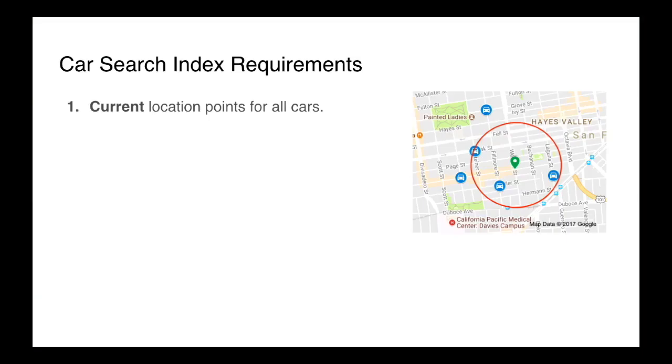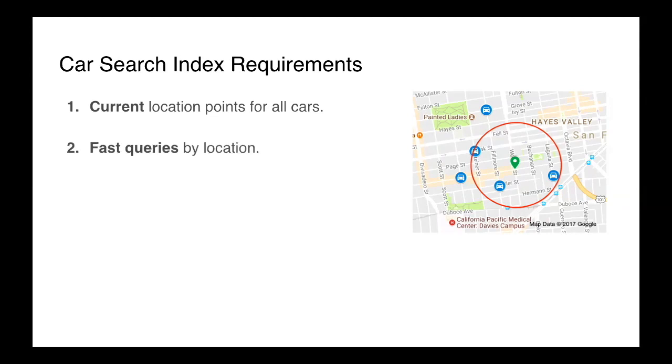So let's start by first talking about what we need to build such a system. One of the first things that's kind of obvious is we need this system to store, or know about, all the location points, but specifically the current location points for all the cars in our system. So that's one thing we definitely need.